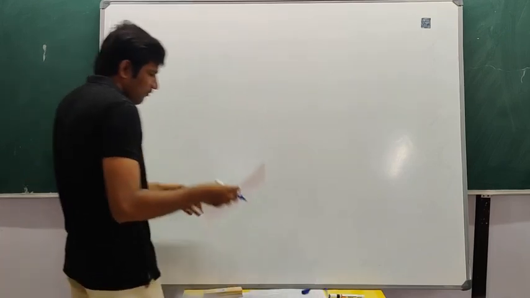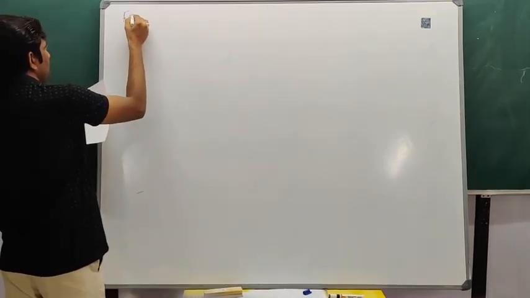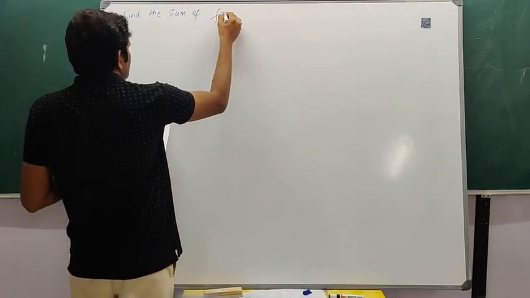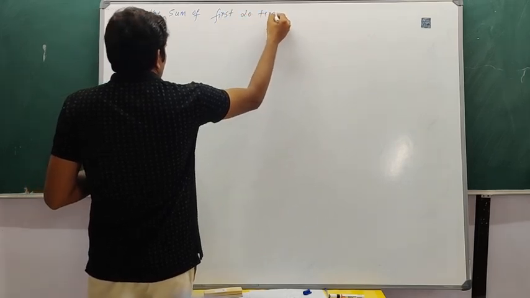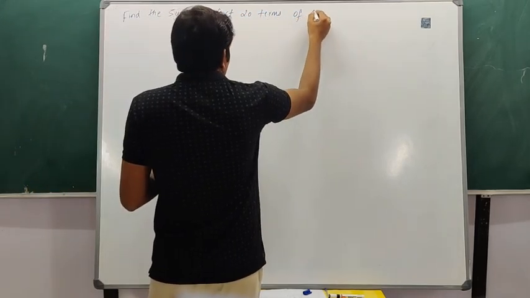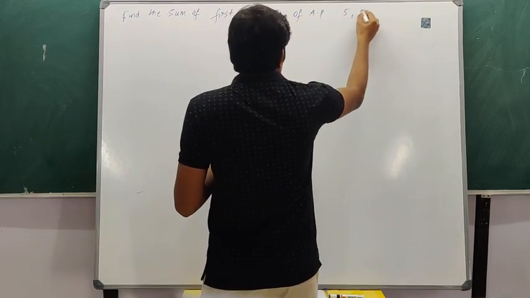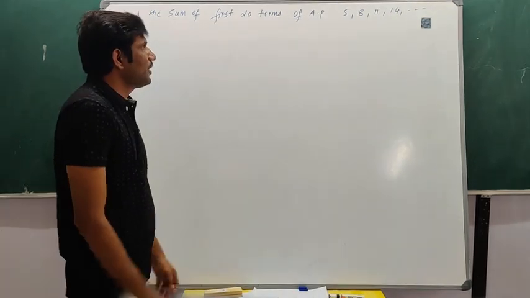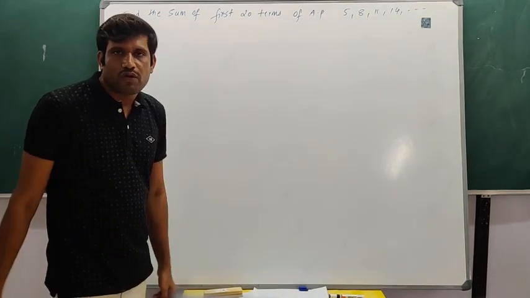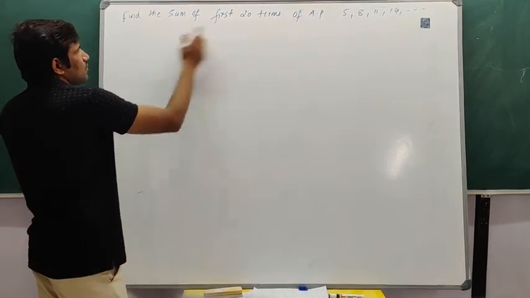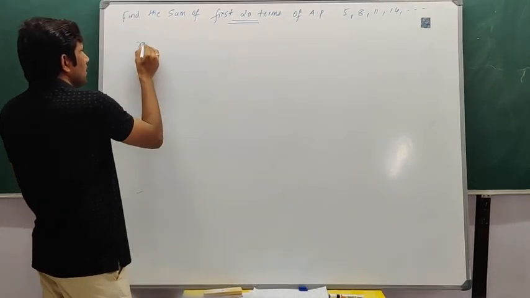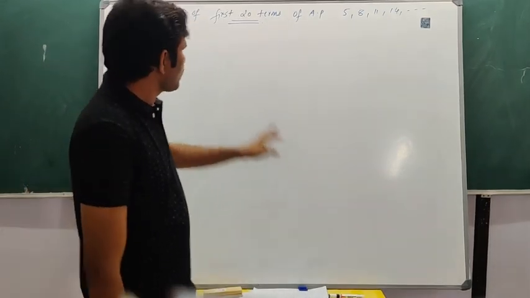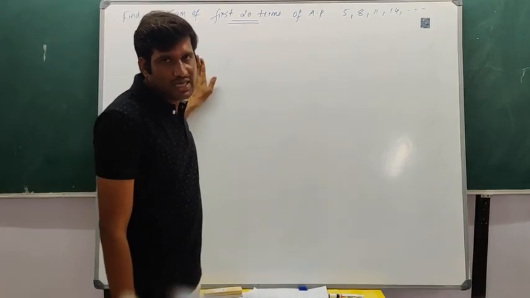Find the sum of first 20 terms of the AP 5, 8, 11, 14, and so on. So find the sum of first 20 terms means what? n is 20, the number of terms. So we have to find the sum of the first 20 terms.